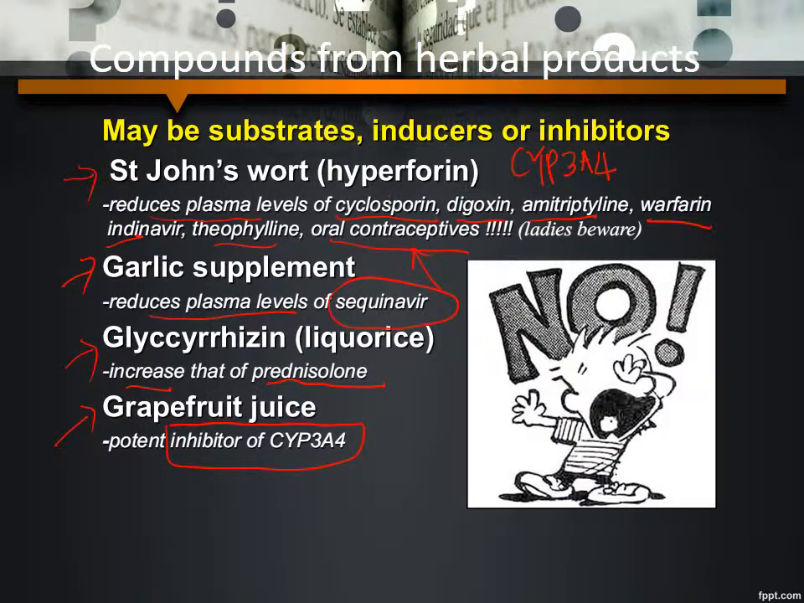So when there is a potent inhibitor of CYP3A4, you have less CYP3A4, so you have less metabolism to an inactive drug. So more active drug enters into the bloodstream. So what is the effect on bioavailability? Increase in bioavailability.